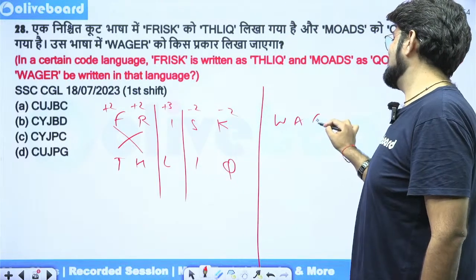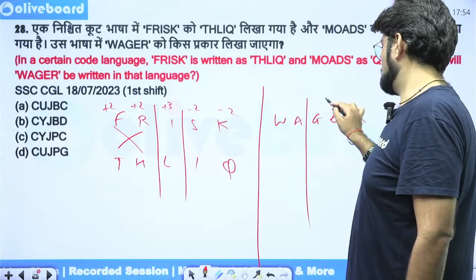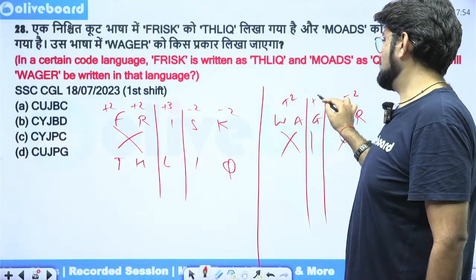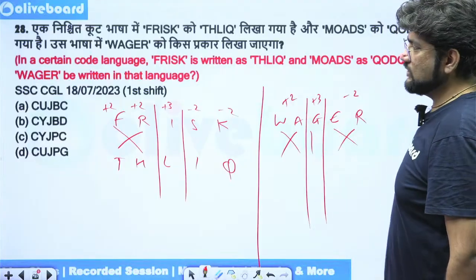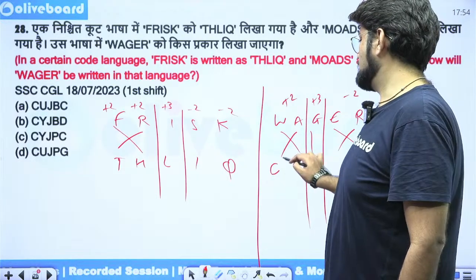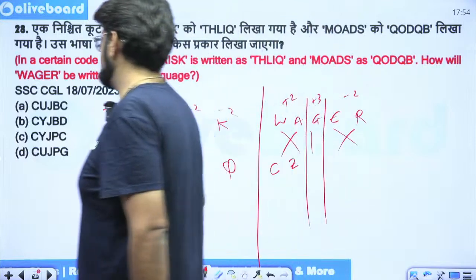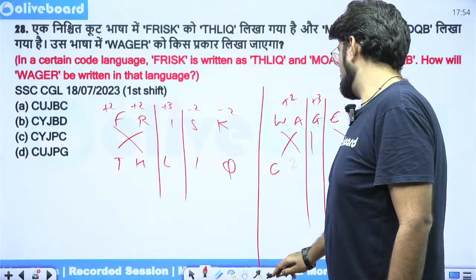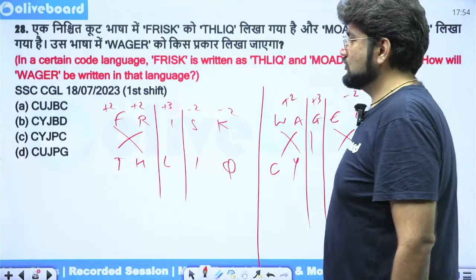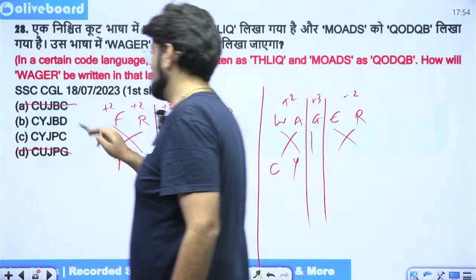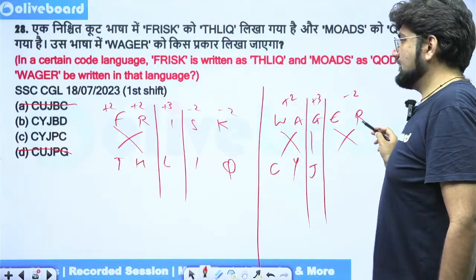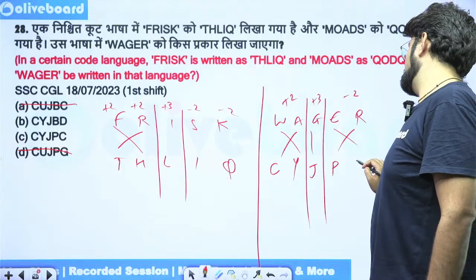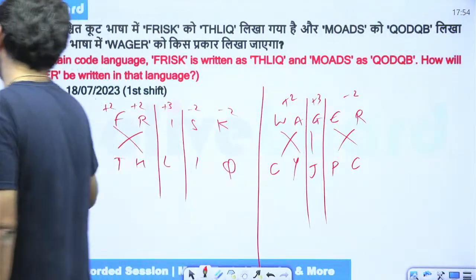Still works. Let's check for wager. W A R plus 2. First two letters. First is C only. Second is W plus 3. Z. With C, Z. Sorry, W plus 2. Pi. With C, pi, we have two options. Third one is J only. Okay. Then we have C by J. Option C.